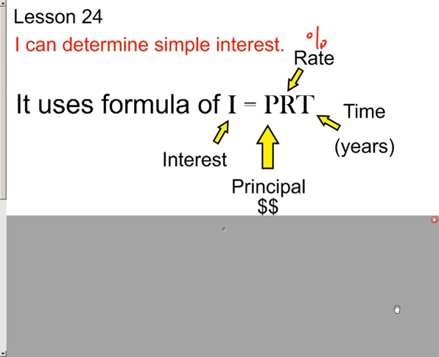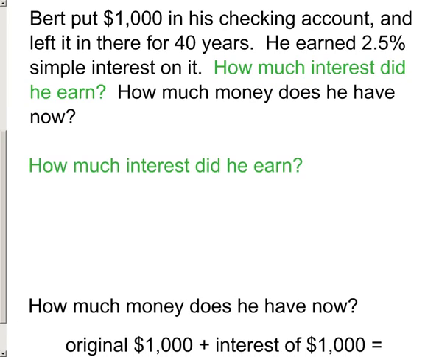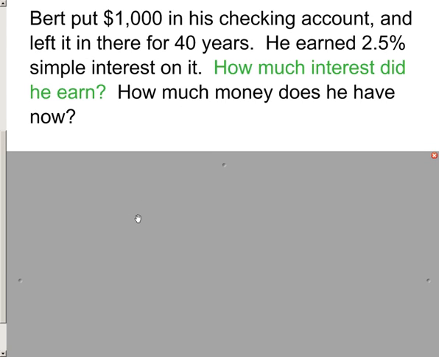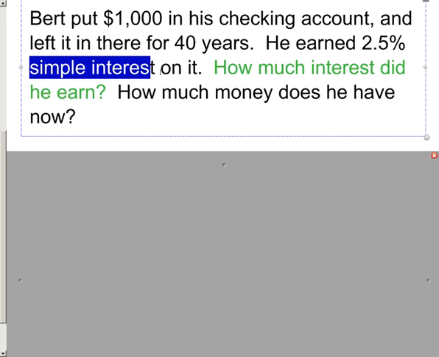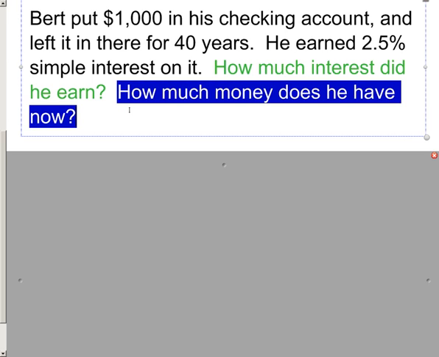Now, let's go on down and take a look at two problems. The first one we're going to take a look at is Bert and his checking account. All right, some checking accounts you can actually earn interest on. And so let's say that Bert puts $1,000 in his checking account and he decides to leave it there for 40 years and it's earning 2.5% simple interest. See how I'm saying it'll tell you simple interest? And if the question says how much interest did he earn, well, quite frankly, we can come down and use that formula to figure that out. If it says how much money does he have now after 40 years, well, then we've got to do just a little bit more. So let's get to work.